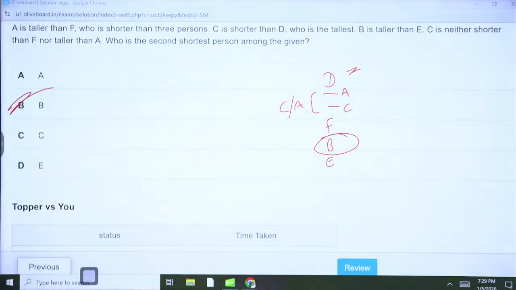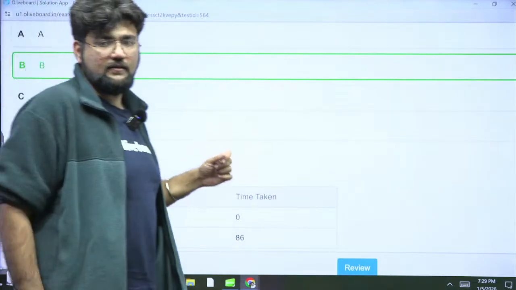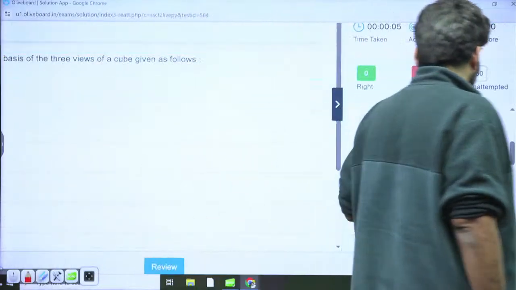Okay. So they haven't mentioned that they are talking about 6 people, but from the question you can figure out that there are 6 people. Right? 86 seconds. They should have mentioned it though, but anyways.